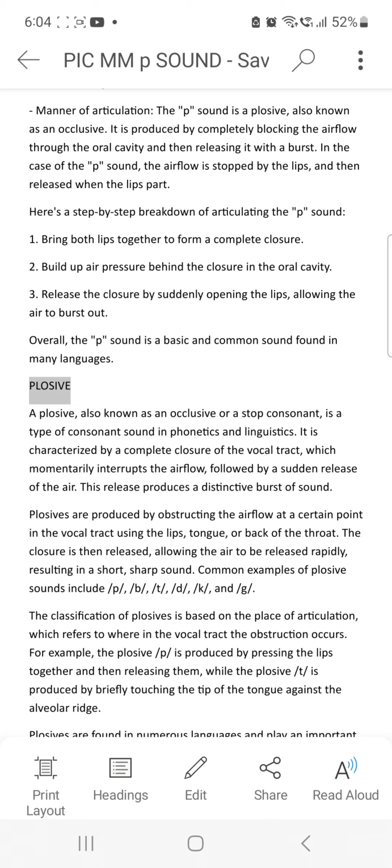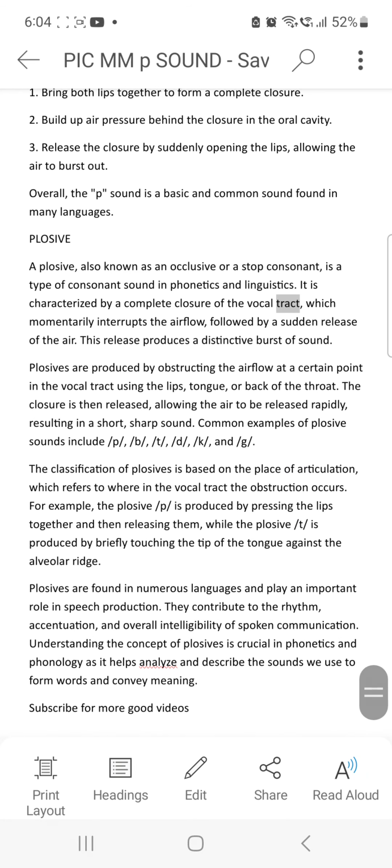Plosive. A plosive, also known as an occlusive or a stop consonant, is a type of consonant sound in phonetics and linguistics. It is characterized by a complete closure of the vocal tract, which momentarily interrupts the airflow, followed by a sudden release of the air. This release produces a distinctive burst of sound.